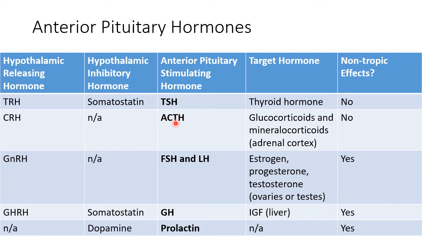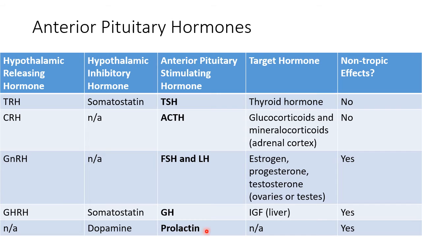For ACTH, adrenocorticotropic hormone, its release is stimulated by CRH, or corticotropin-releasing hormone, from the hypothalamus. FSH and LH have their release stimulated by GnRH, that's gonadotropin-releasing hormone. GH, or growth hormone, has its release stimulated by GHRH, which is growth hormone-releasing hormone. Its release is inhibited by somatostatin.